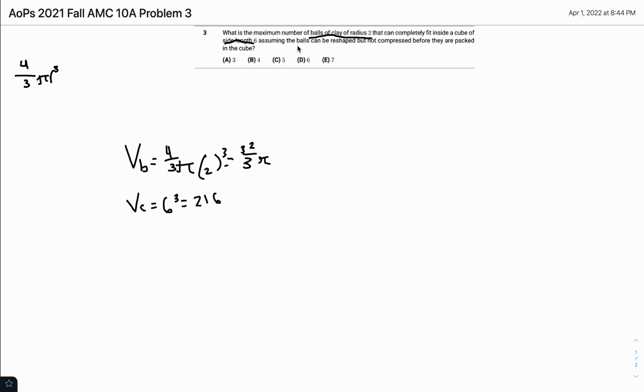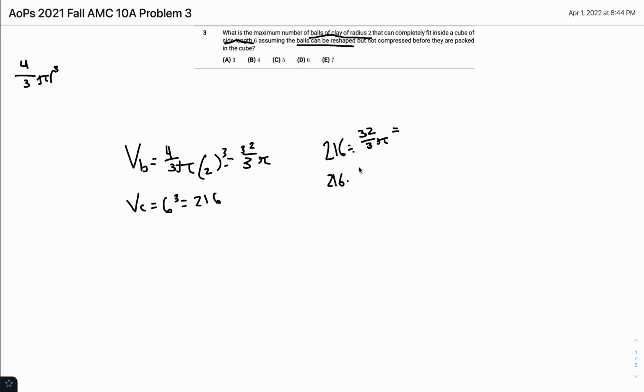Now we want to see how many balls can be reshaped but not compressed before they are packed in the cube. So let's do 216 divided by 32 over 3 pi to basically just find the exact number which would be packed inside the cube. But keep in mind that we want to find the greatest integer less than or equal to that number, because we can't have a partial amount of balls, of course. So we just solve this.